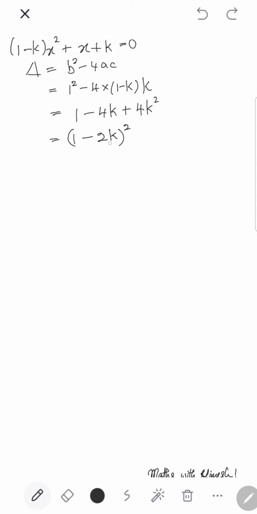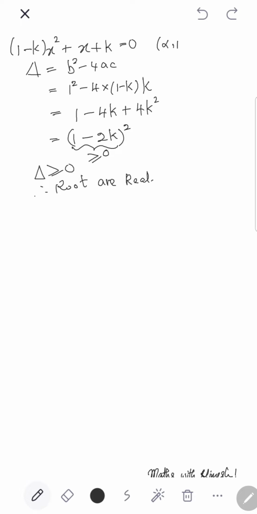Square of 1 is 1. Square of 2k is 4k squared. Middle term is 2 into first term into second term. That is minus 4k. So a perfect square is always greater than or equal to 0, and delta is greater than or equal to 0. Therefore, roots are real. Now we have to show within that given range, roots are negative.